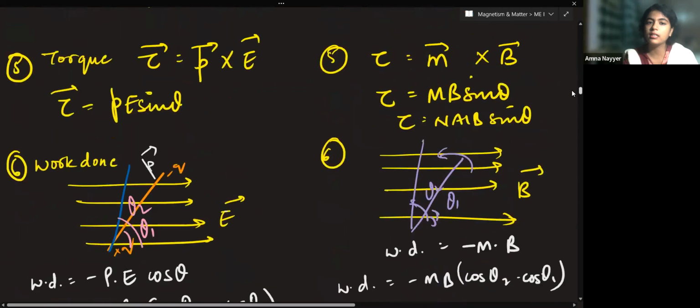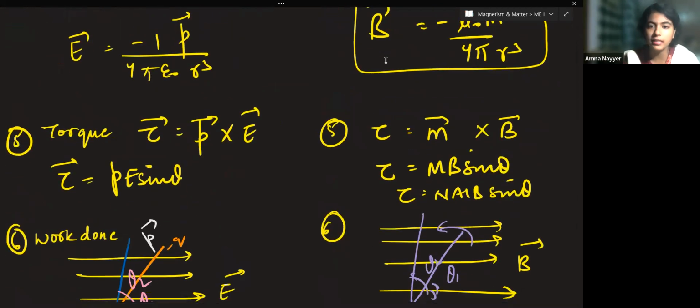Then torque is P cross E, which is PE sine theta. Yes, Astha, I am scrolling back up. I'm even scrolling to the first part. Let me just repeat once, then you can note it down. Torque is P cross E, so PE sine theta. There's a small derivation also there.